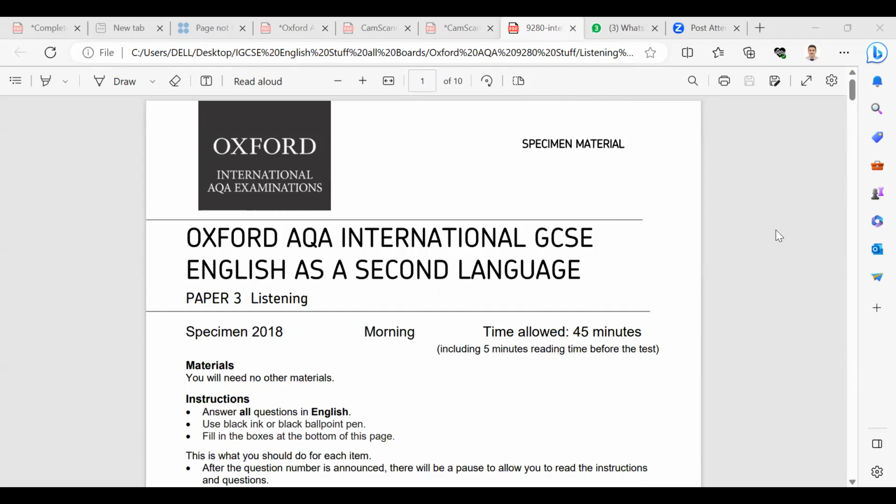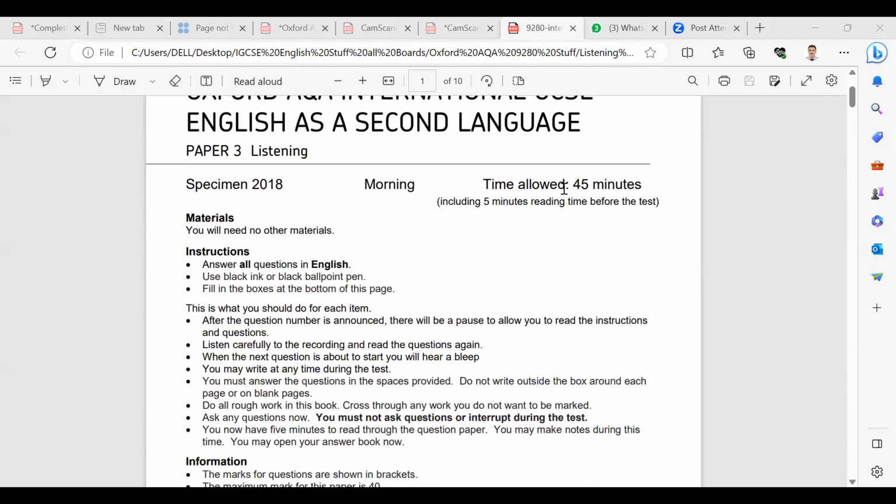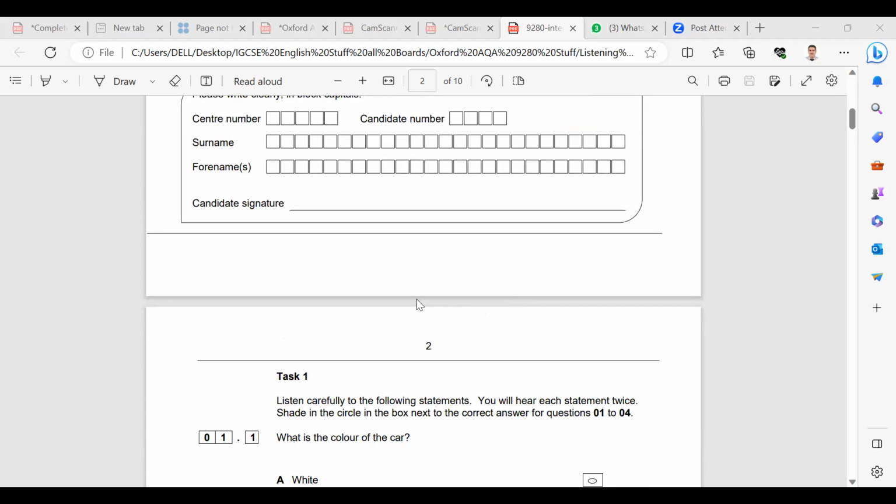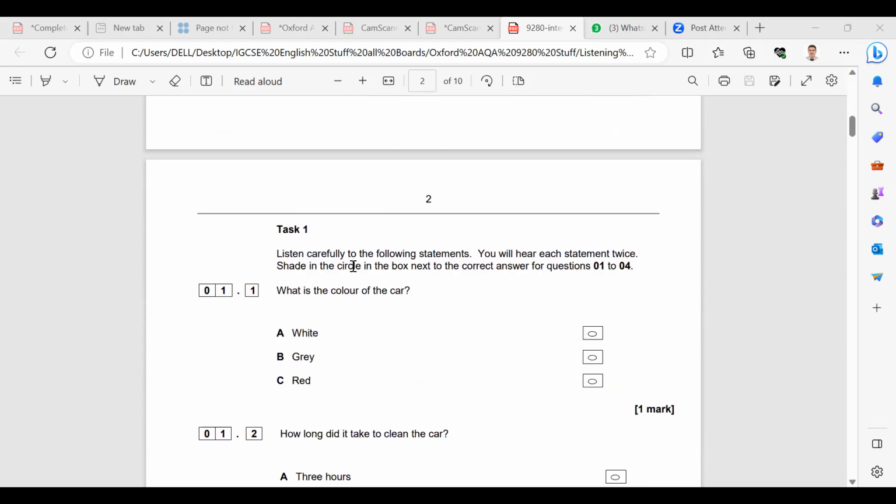Yes, we can. So listening here, this paper was conducted in 2018, around 5 years ago. You have 45 minutes to finish the listening paper, and you have 5 parts. Before you listen, you have 5 minutes to read the whole test before the examiner plays the audio files.